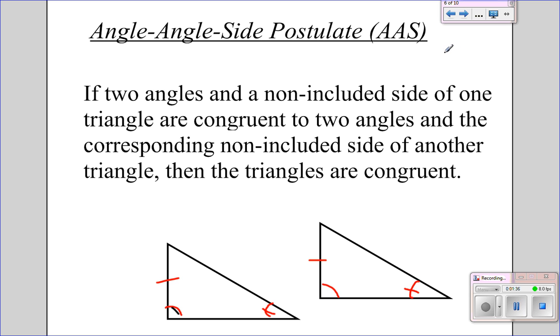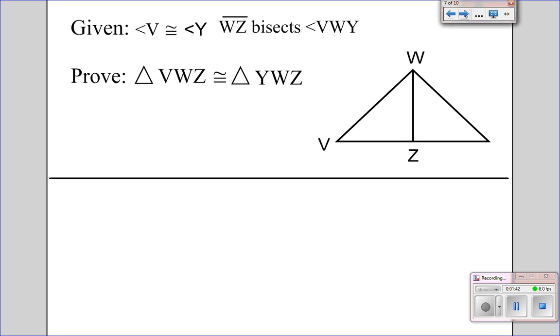So we've learned four ways to prove triangles congruent, so let's try a couple proofs out and see how we do with them. For each of these, I'm going to ask you to pause the video and try them, and then we're going to come back and work them together. So go ahead and pause right now.